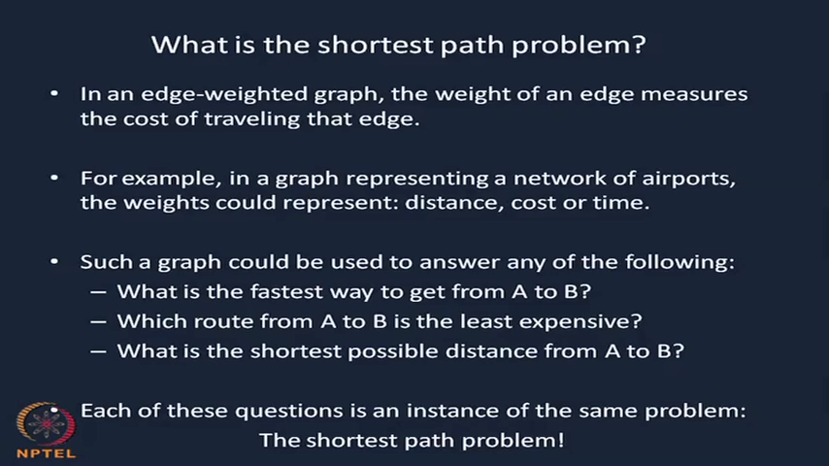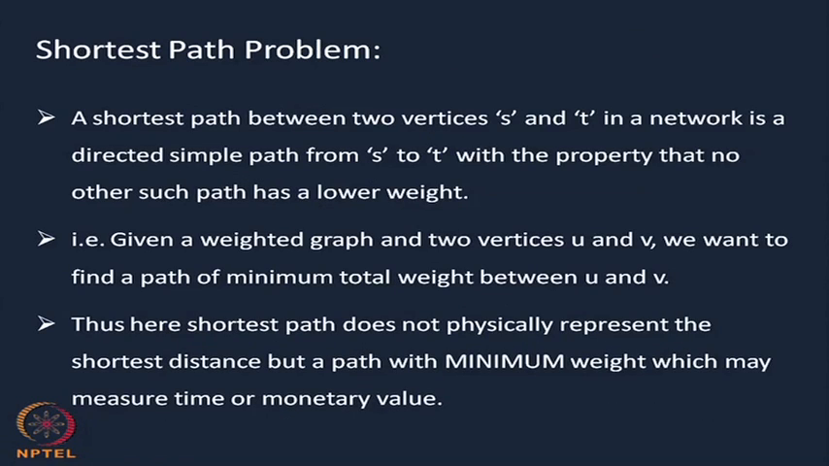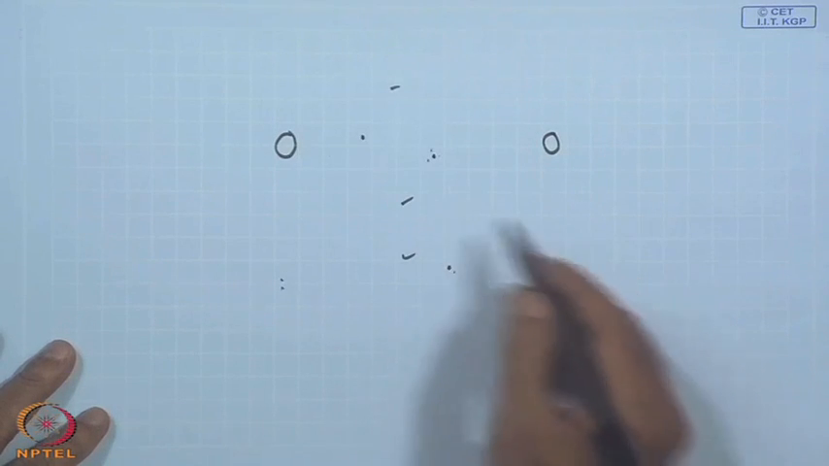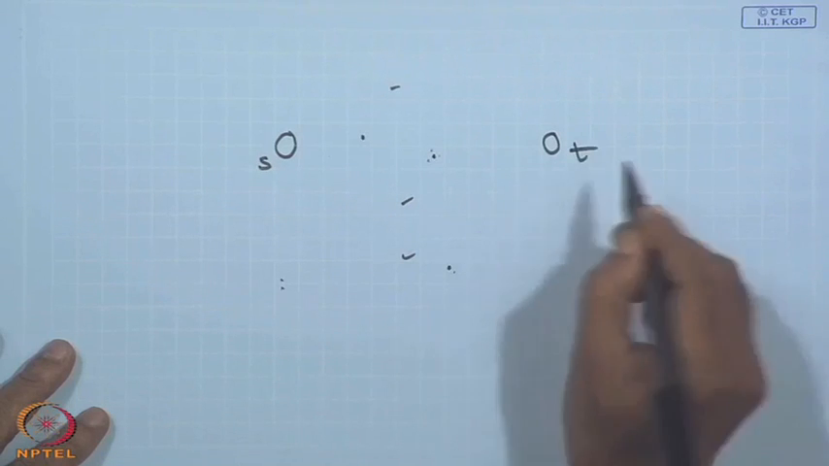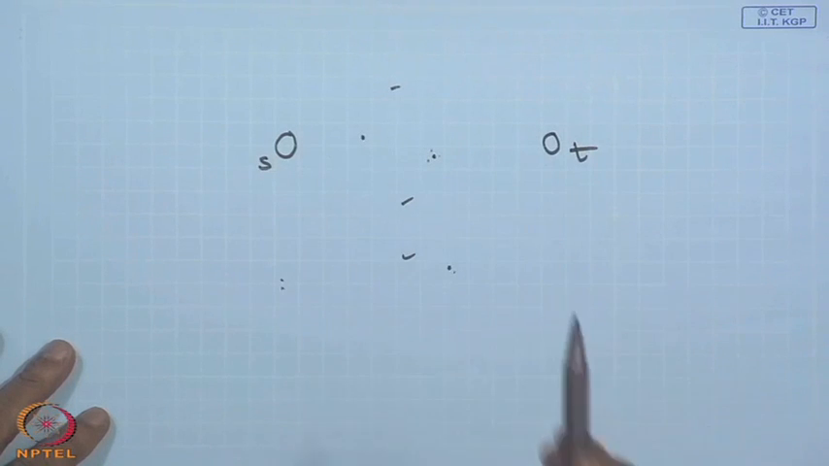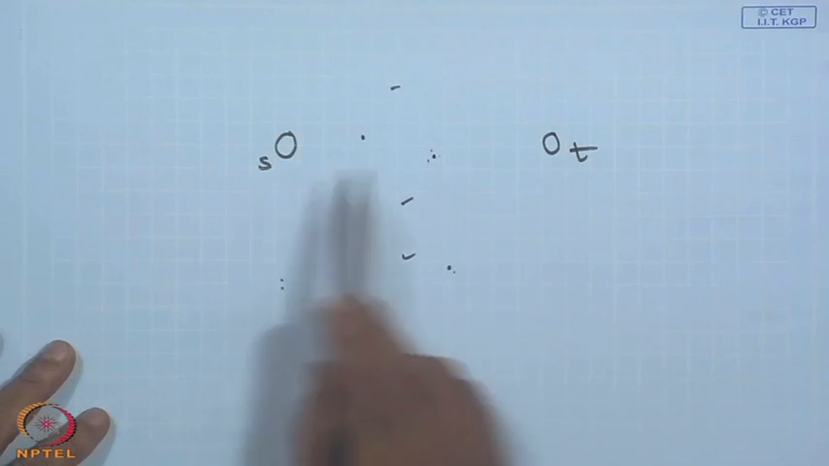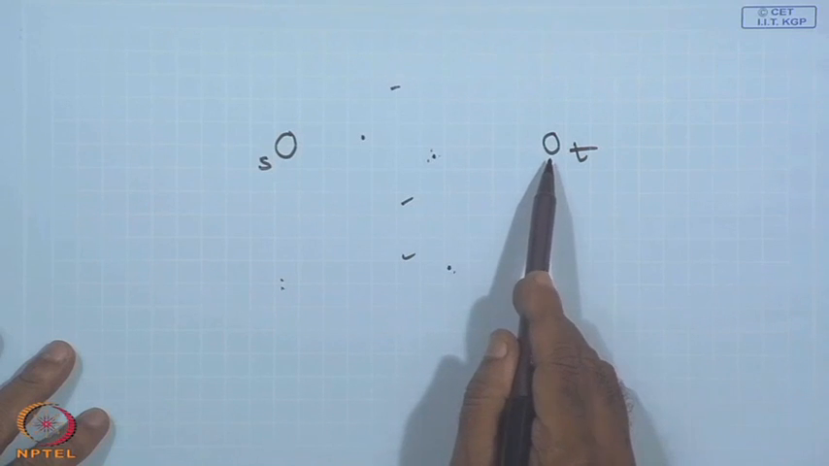For each of these questions, we have the solution through the shortest path algorithm. A shortest path between two vertices S and T in a network is a directed simple path from S to T with the property that no other such path has lower weight. Please note this one. I want to move from this to this, and in between many things are there. Whenever I want to move from S to T, what should be the shortest path, such that no other lower weights are available to move from S to T; that is the lowest one.